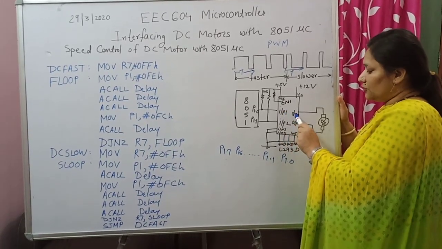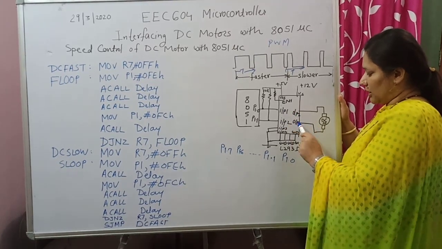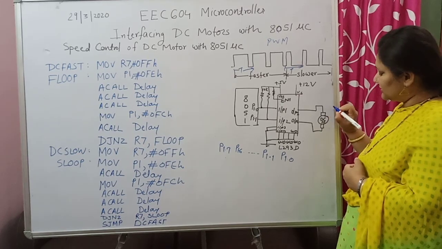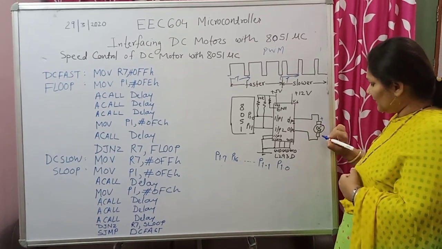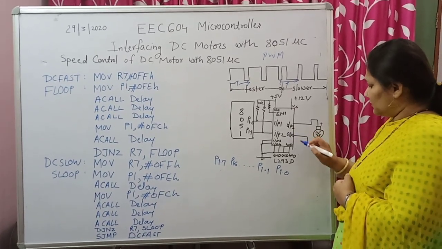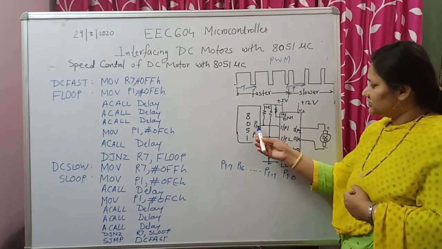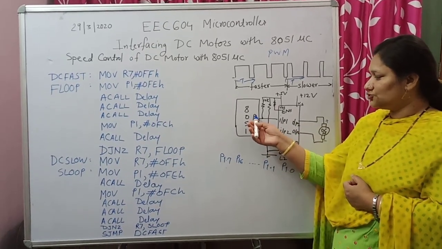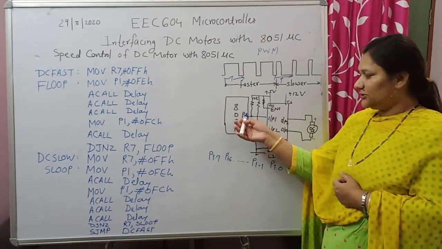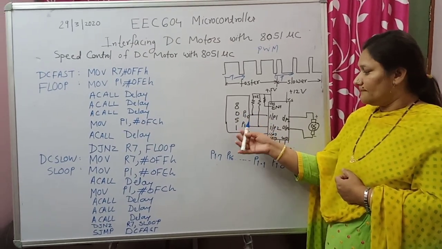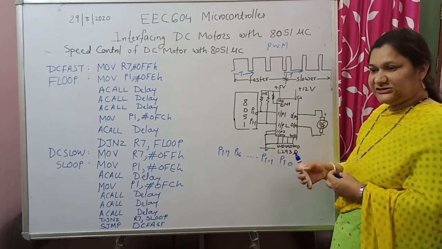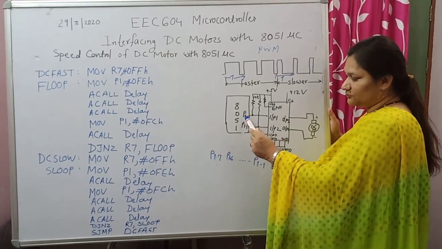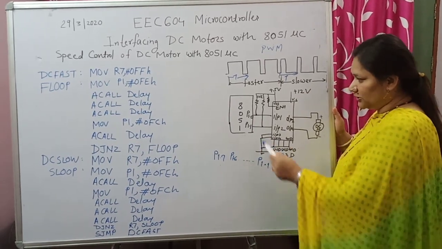Now the corresponding output 1 and output 2 pins are given to the two polarities of the DC motor. We discussed yesterday also that it is not necessary to use only these particular pins, but because it makes the program easier, we have used the successive pins, that is port 1.0 and port 1.1.